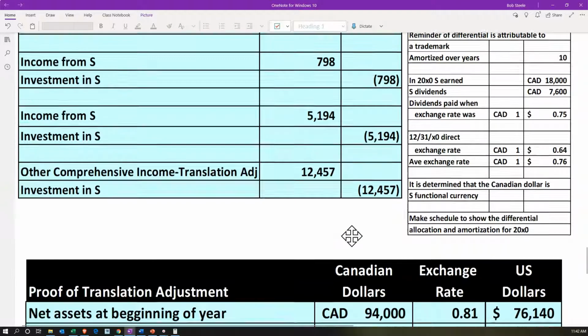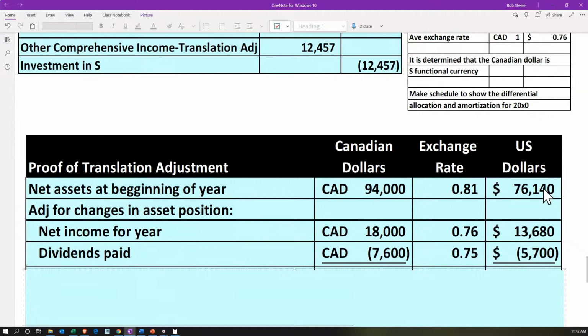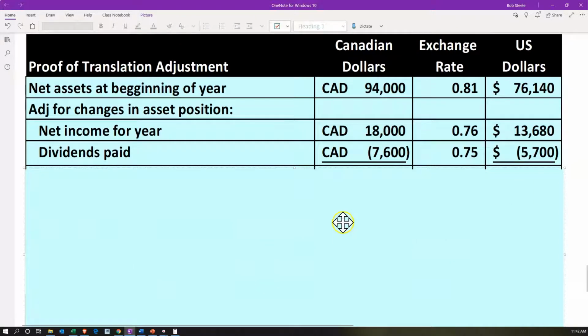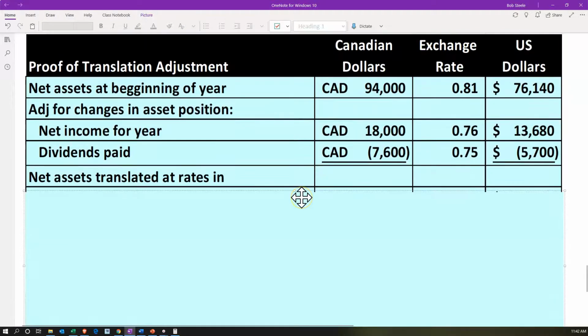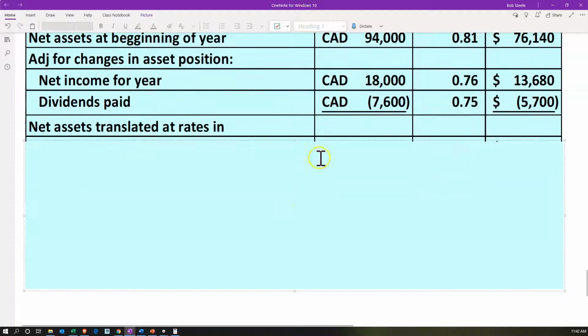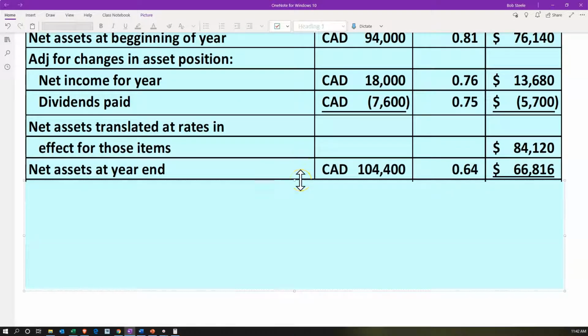Then we've got the dividends paid. So the dividends paid were the 7,600, once again being in the foreign currency. We're going to have to exchange those as well. The exchange rate used there is going to be the exchange rate at the point in time the dividends were given, that being the 0.76 to get to the US dollars of the 5,700.